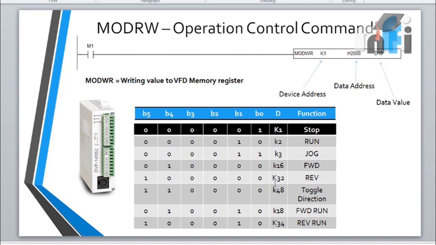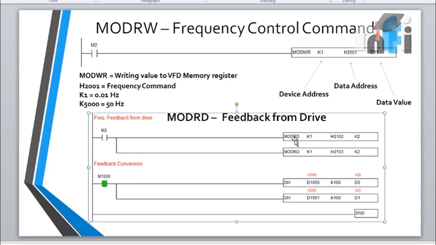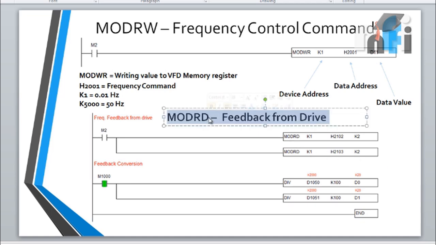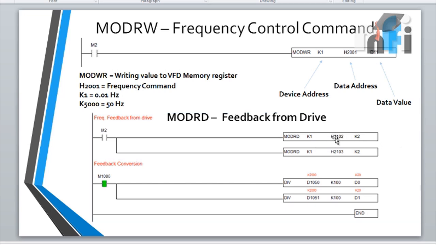So then we have how to take a feedback from the drive. If I'm saying it's Modbus, it's two-way communication. You can also read from the drive. For that, the command is MODRD, that stands for mod read. Now in mod read, I have taken M2 bit. Now it says MODRD K1 H2120. Now H2120 is my command frequency. I haven't written here, so let me just highlight this one. That is my command frequency, the frequency which I have commanded to my drive.